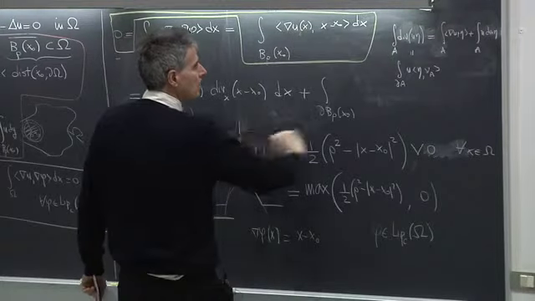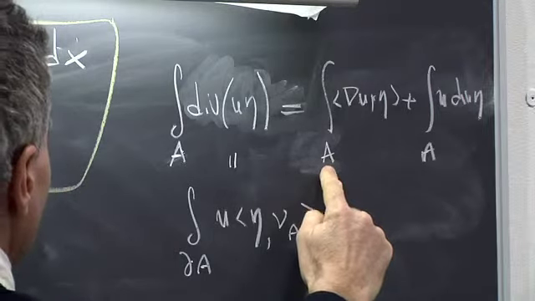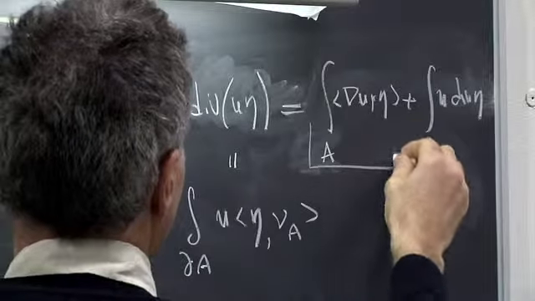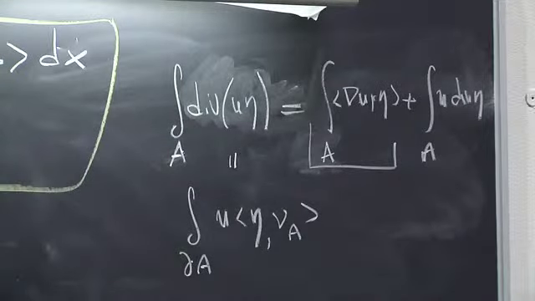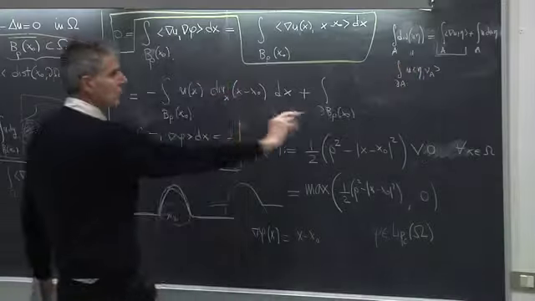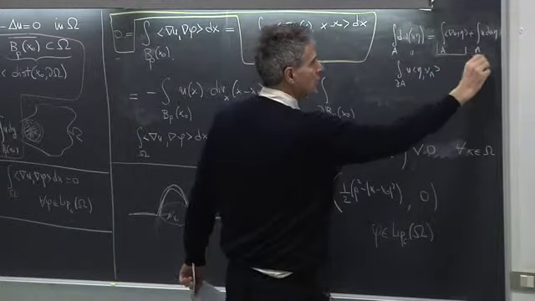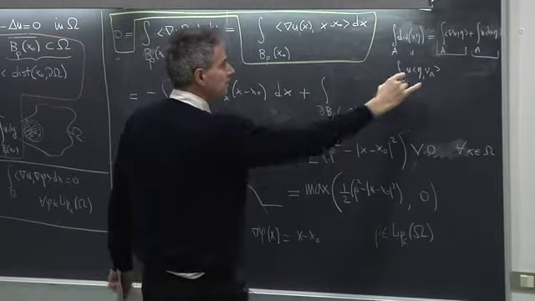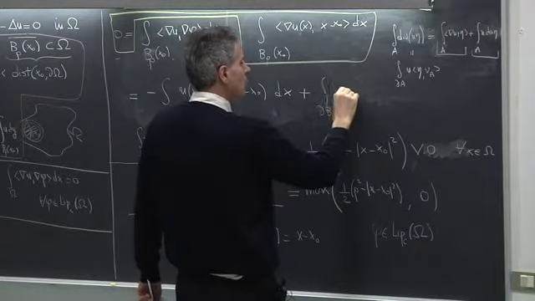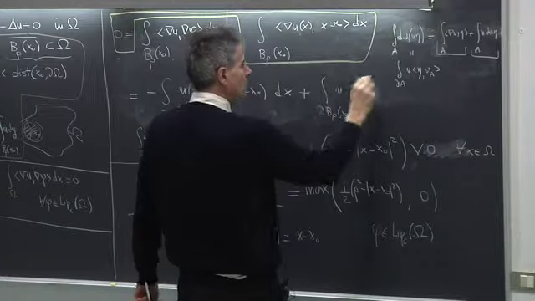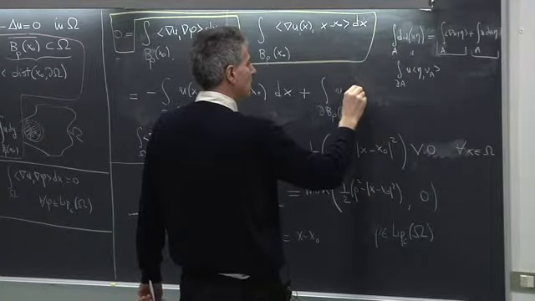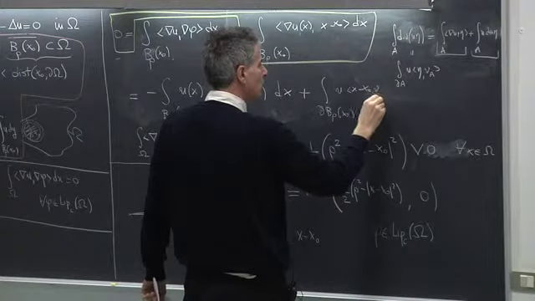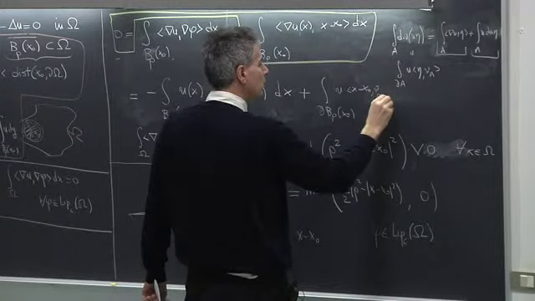So now A is the ball, eta is x minus x naught. Therefore, this is equal to minus u divergence of minus this, which is written here, plus u, and then I have the scalar product between x minus x naught and the normal to the ball, the outward normal to the ball.